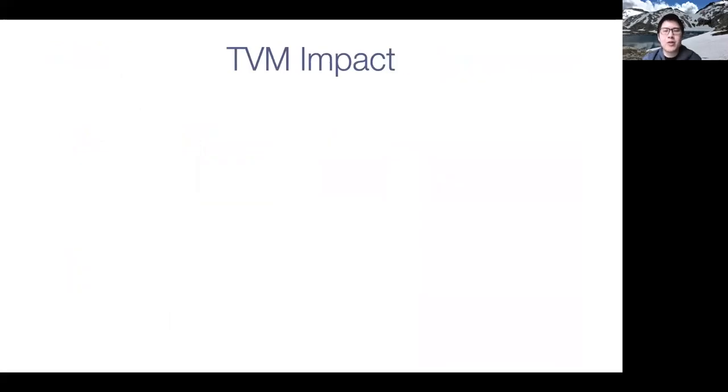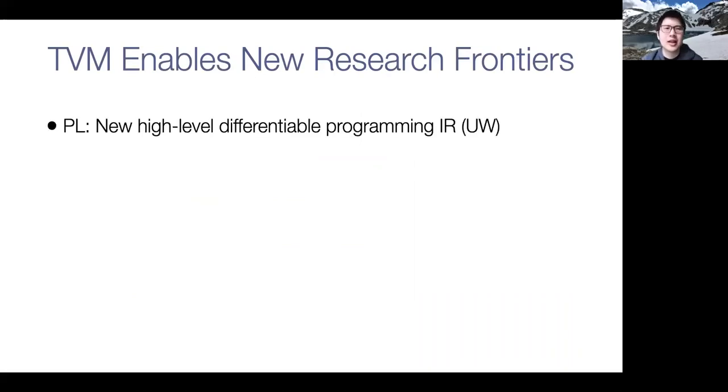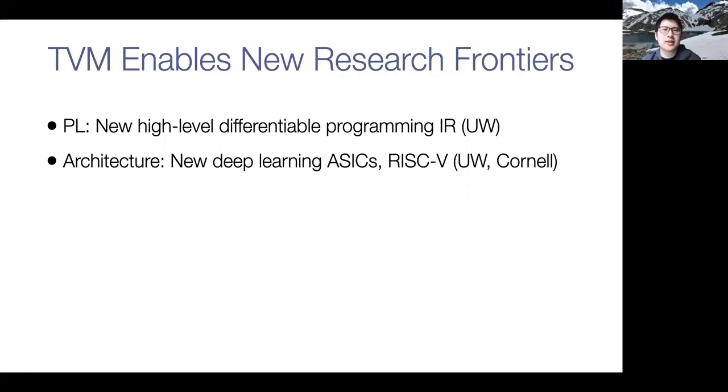We open sourced TVM about 3 years ago, and up until now, we got quite a lot of contributions from different companies and academia. It's been used in production in many companies, including AWS and Facebook. If you are talking to Alexa, actually the wake word recognition algorithm is optimized by TVM nowadays. It also enables quite a few new interesting research frontiers. For example, there are interesting ideas on how to design high-level differentiable programming IRs in terms of programming language. There are research groups designing new ASICs and hardware variants using VTA and TVM.